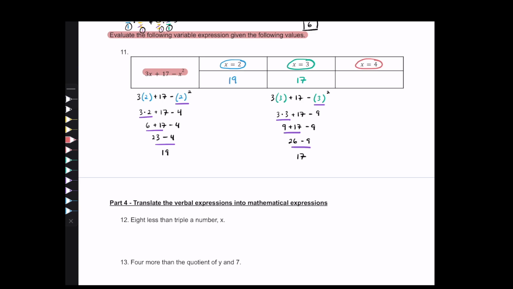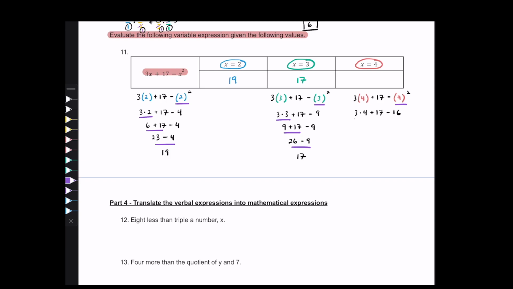Let's say x is equal to 4 now. So let's do the same thing again, except now x is 4. So 3 times 4 here, and then plus 17 minus, and then we're going to take this 4 for x and square it. Follow the same steps here. 4 to the second power, that's 16 here. So it's going to be 3 times 4 plus 17 minus 16.